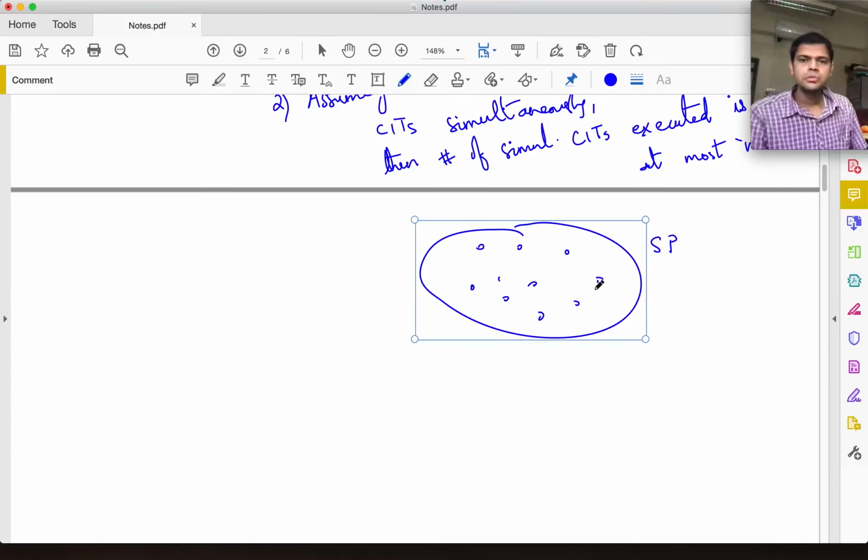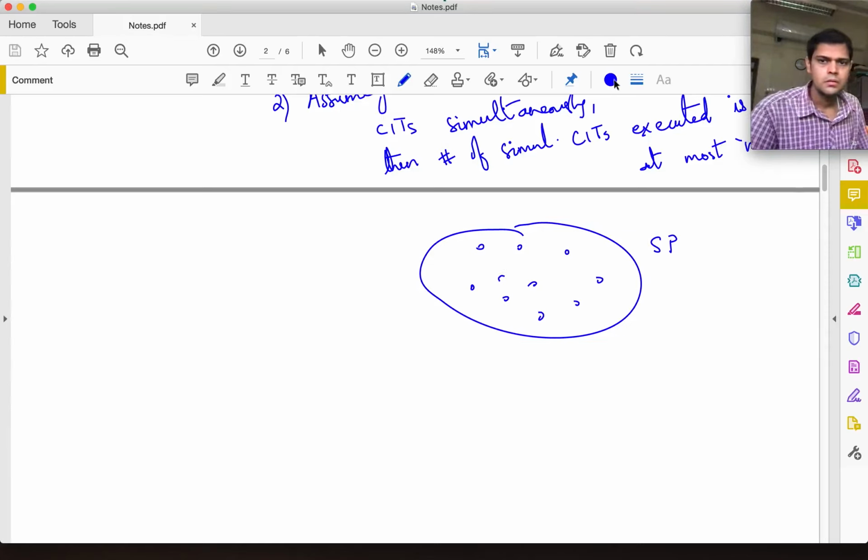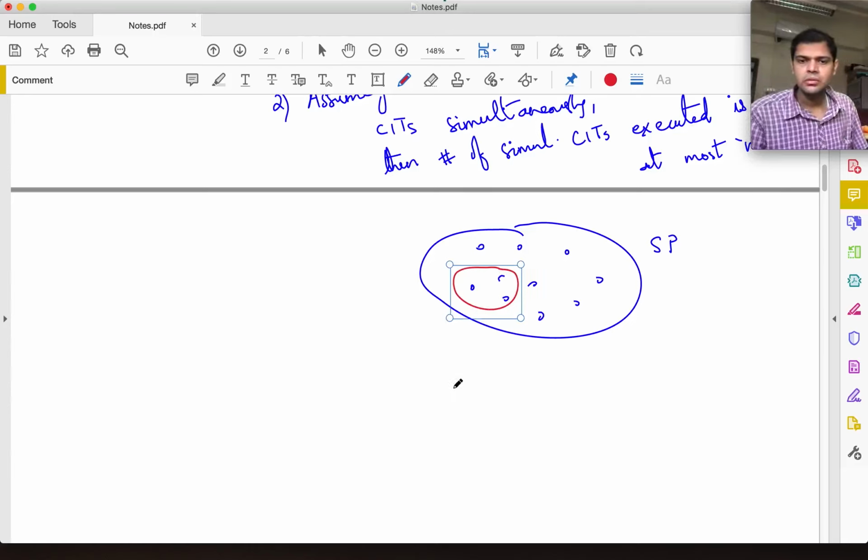What we are going to choose is a subset of the nodes. So suppose the subset is something like this. Only this subset is going to execute the CIT, and only these nodes are going to put the result on the blockchain. So we call this the execution set.